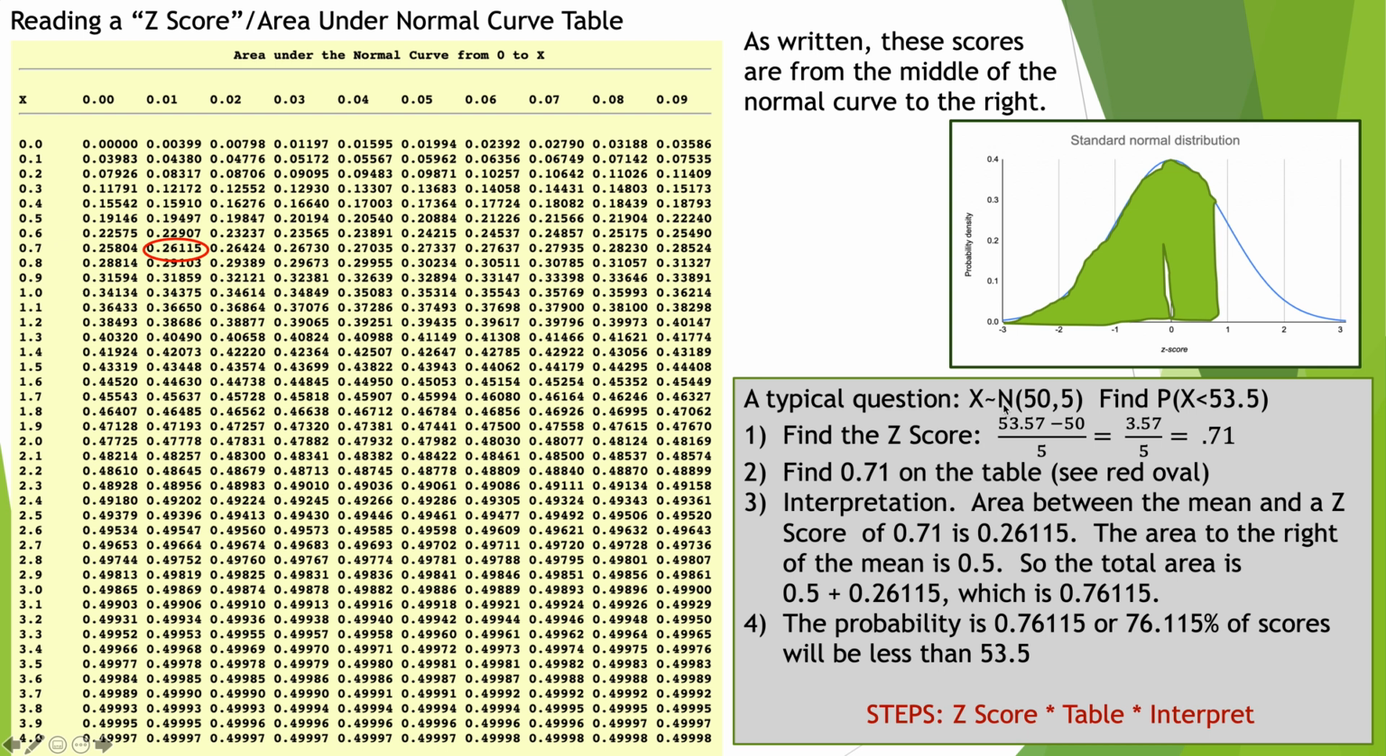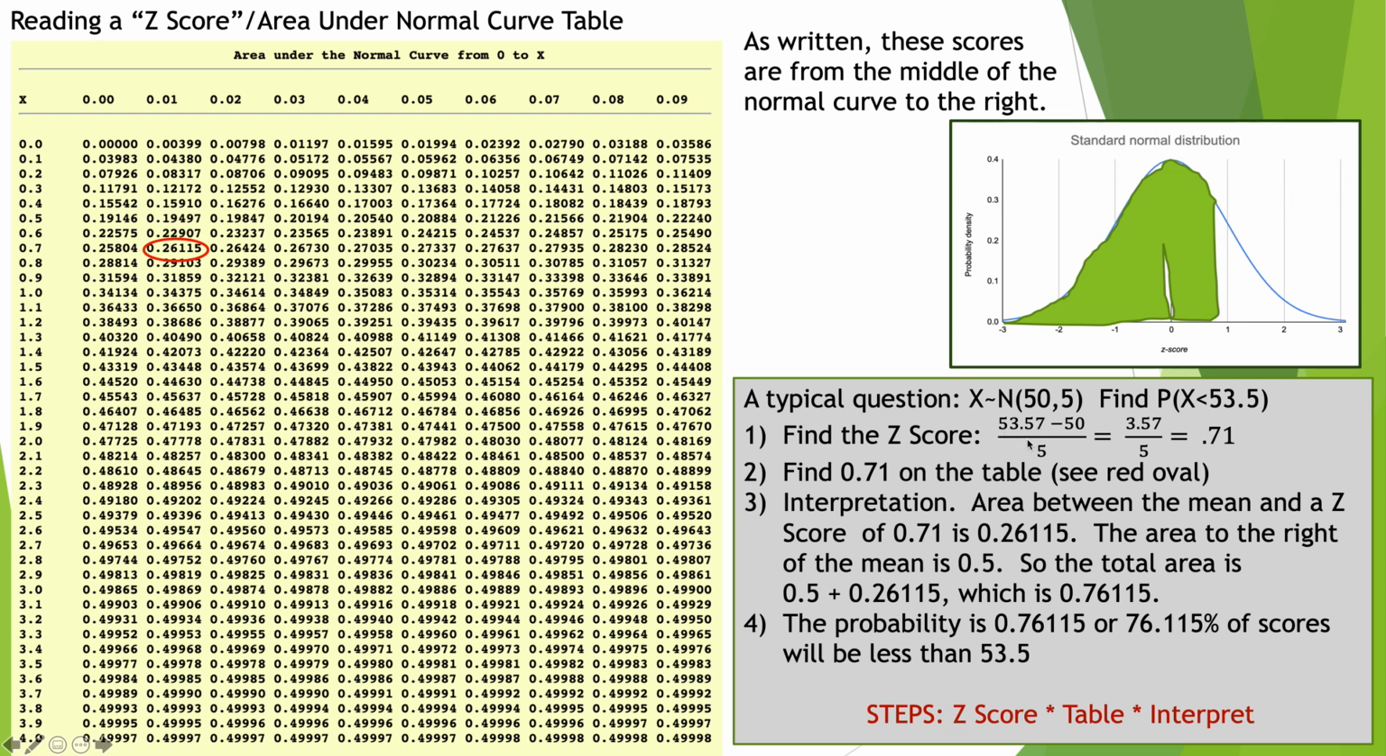For the normal distribution with a mean of 50 and a standard deviation of 5, find the probability that the score, the x, is less than 53.5. So how do you do it? The very first thing you do is use the z-score. You want to find the z-score.